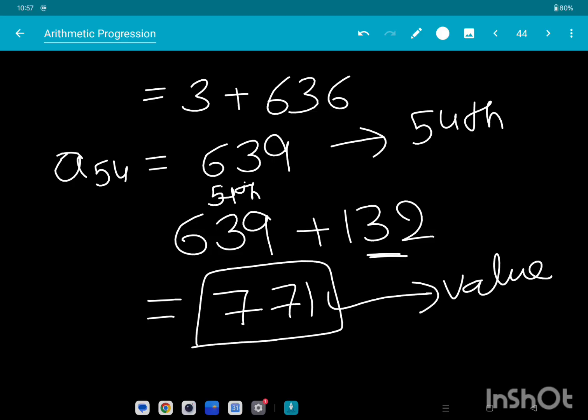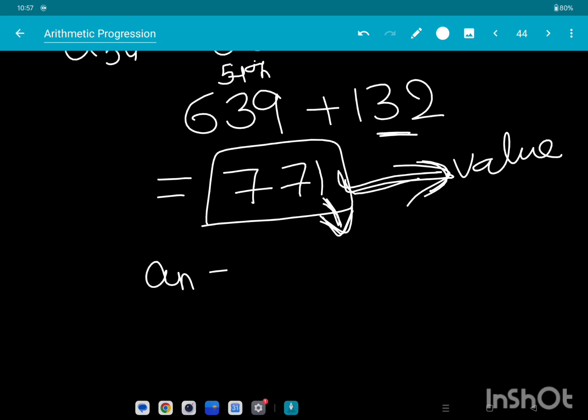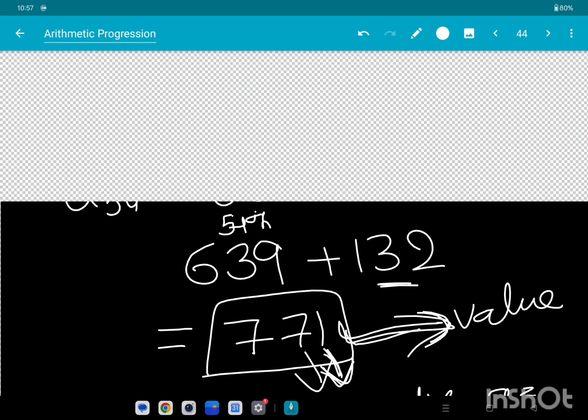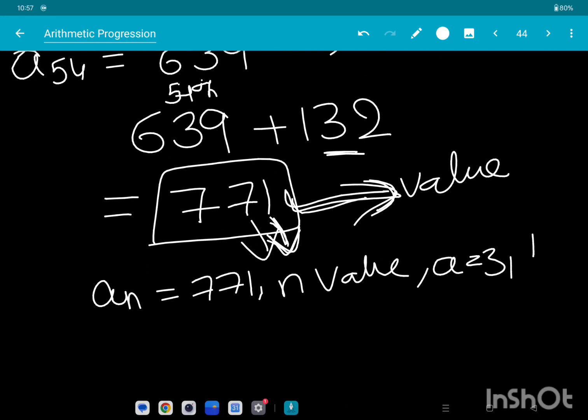Now what they are asking is which term this is in the AP. So we need to find the n value for this number, the nth term. How can we find it? Let's say an value here is 771. Now we need to find the n value for this term. Here we already know a value is 3 and d value is 12.